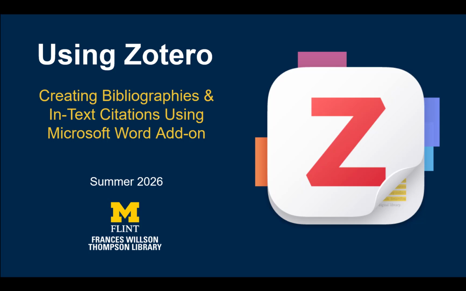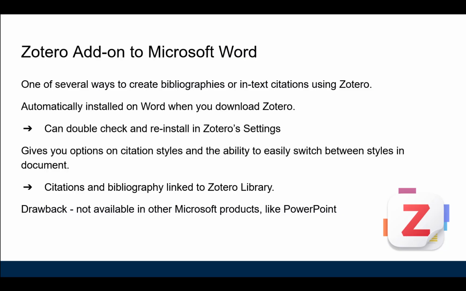Welcome to this tutorial on using Zotero to create bibliographies and in-text citations using Microsoft Word's add-on. One of Zotero's best features is its ability to create correctly formatted citations in a reference list or bibliography on a word processing document. The Zotero add-on should be automatically added to your Word desktop program when you download and install the Zotero desktop program.